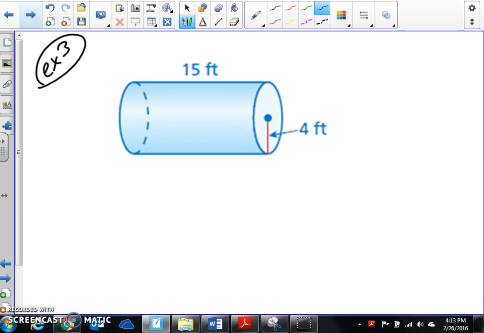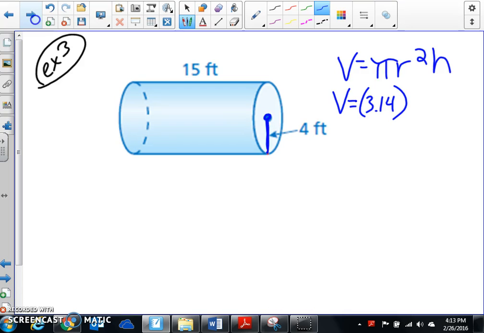Here's our cylinders. So they could be on the side like this, or they could be upright. First thing we need to make sure is that we have, so volume equals pi r squared h. So volume equals 3.14. My radius, and I need to make sure, but they did in fact give me the radius, so 4 squared, and then the height is 15.